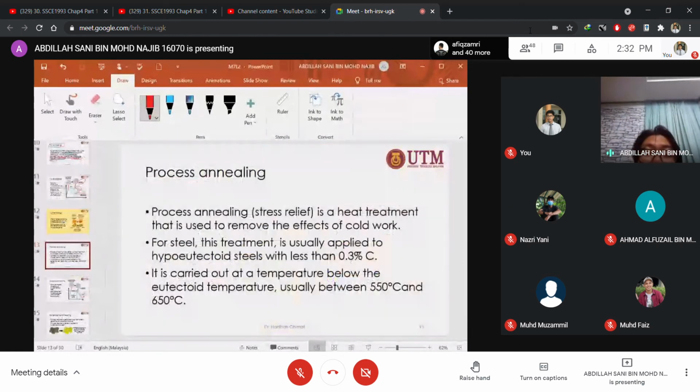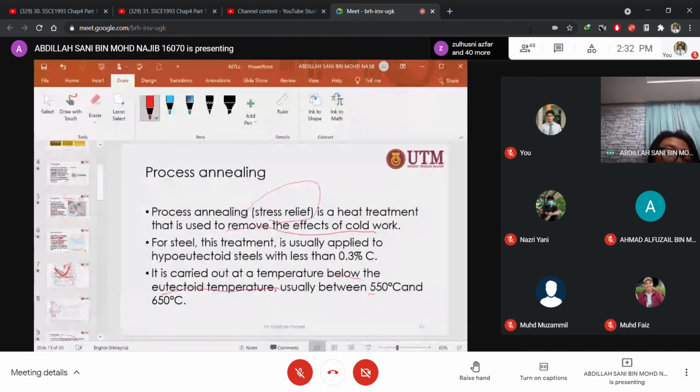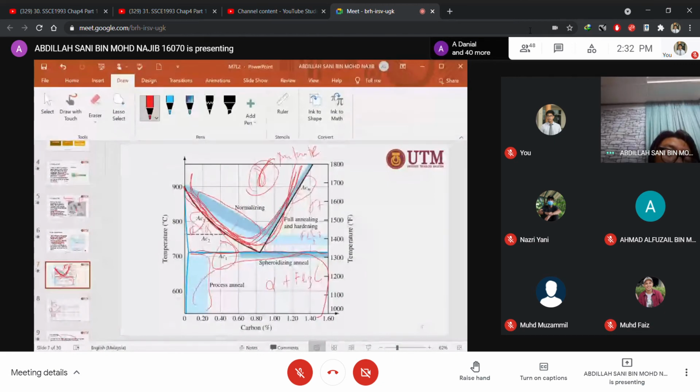Process annealing is very easy. It's the one that we have studied before. It is used to remove the effect of cold work, to release the stress, and it is carried out below the eutectoid temperature. If you see this phase diagram, the process annealing takes place here. It does not even involve any austenizing. So process annealing is always below the AC1, always below the AC1.